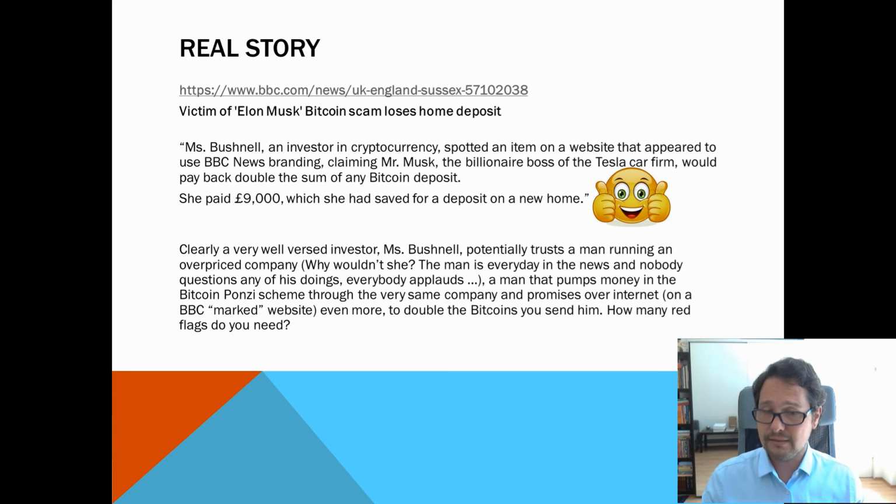Then she doesn't know that maybe Tesla is pumping money in this Ponzi scheme called Bitcoin. So that would be another flag. Then you get a promise over internet with the BBC logo, and they tell you that they will double the Bitcoin amount. So there are at least 4 or 5 red flags in this story, and to be honest, I don't feel sorry for her at all that she lost her money.